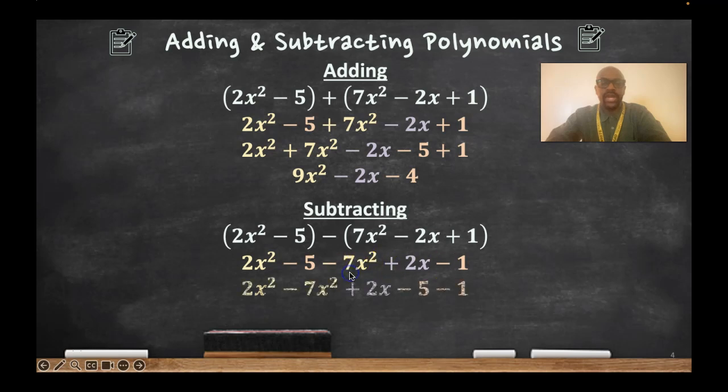From here, group our like terms. And notice that we don't have a like term for the x term. We just bring down positive 2x as is. And once we add straight down, we should get negative 5x squared plus 2x and then negative 6.